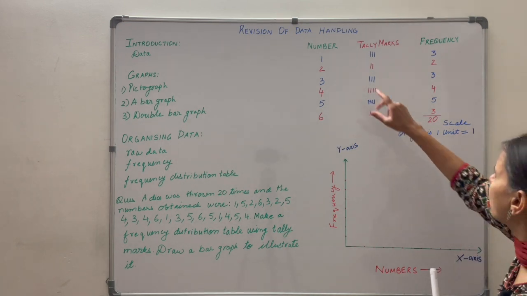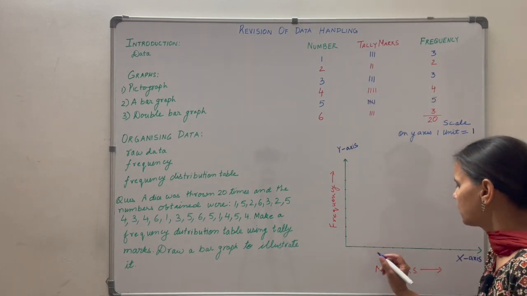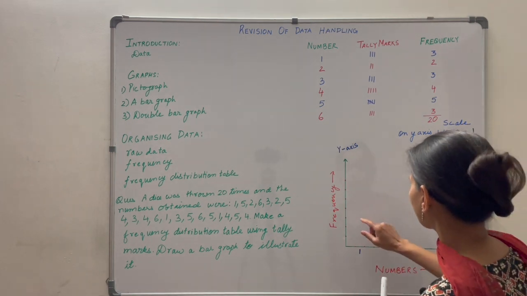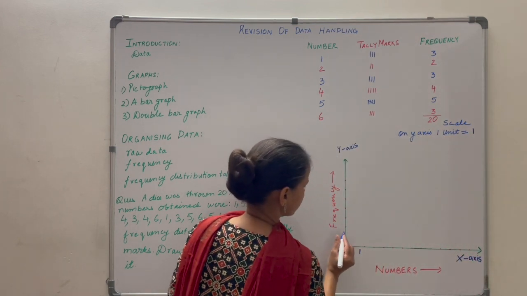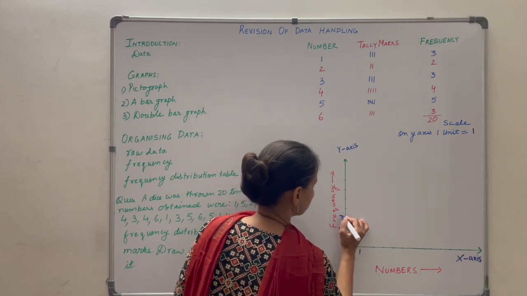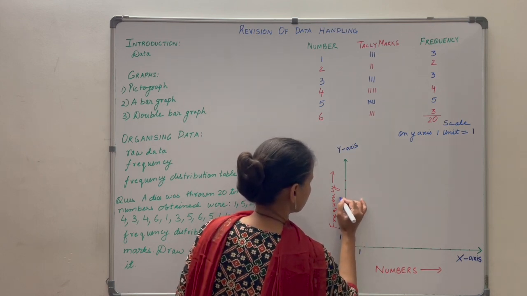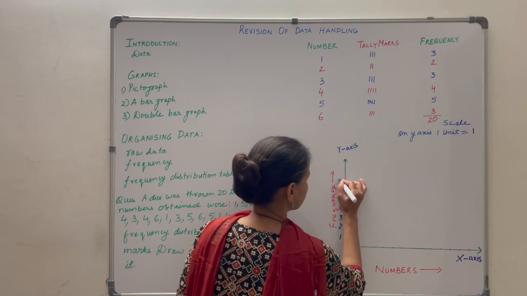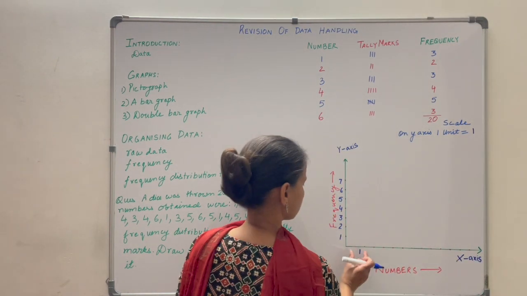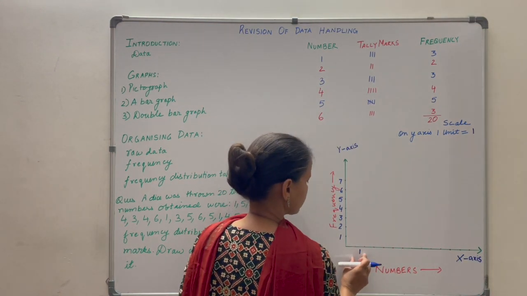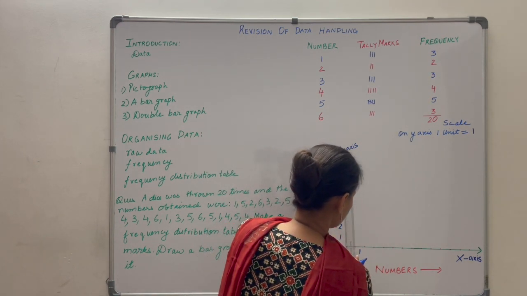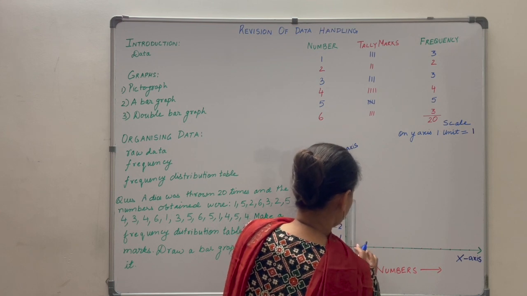So here for 1 the frequency is 3. So let us write down here 1 unit as 1. So this is 1, 2, 3, 4, 5, 6 and 7. For the number 1, the frequency is 3. So here the frequency is 3. So you are going to make it.